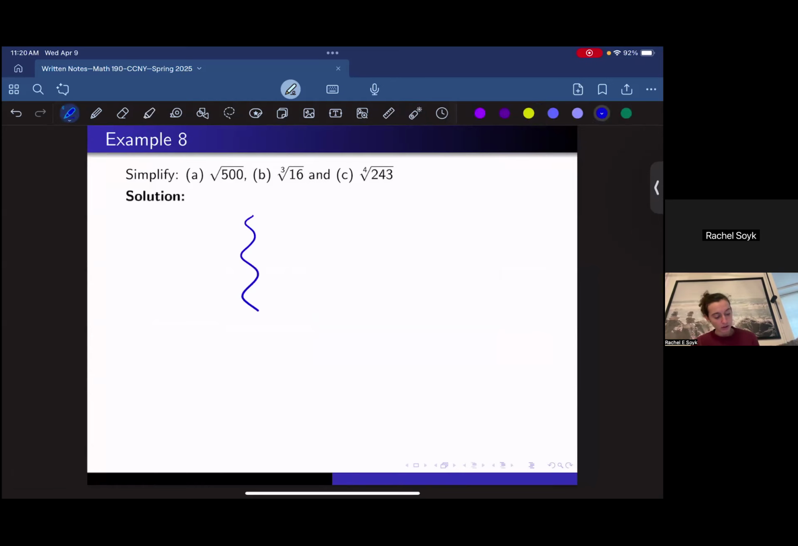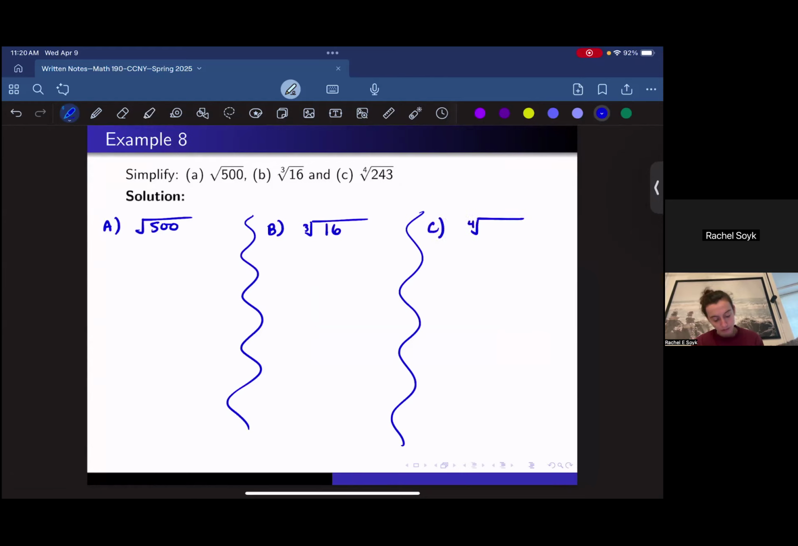So we have 3 parts to this example 8. Let's get into it. Our part A, we want to find the square root of 500, so we'll keep it nice and straightforward for now. Just dealing with numerical values for each of these, and going from square root to cubic root to the 4th root.